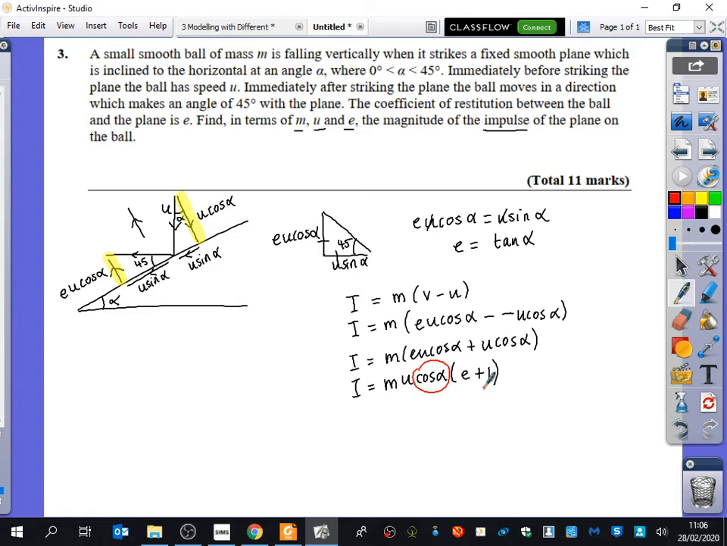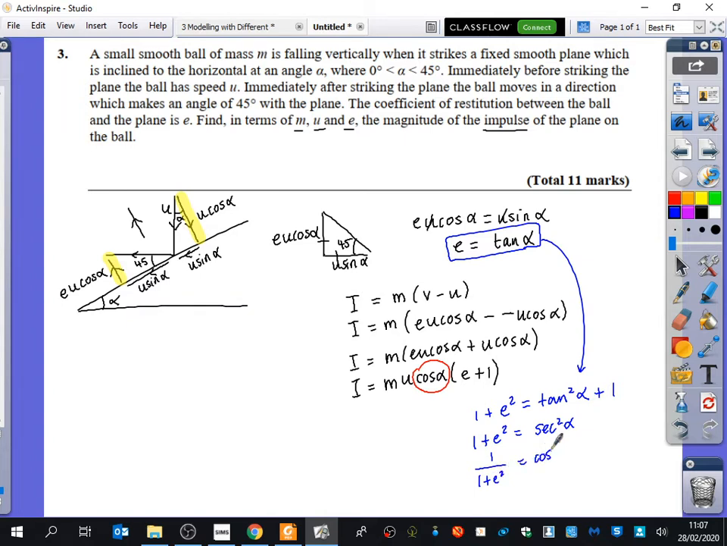Tan squared plus 1 is sec squared. Good, so we're actually going to have to come back to this and do a bit of manipulation. So we know that e squared is tan squared alpha. So e squared plus 1 is tan squared alpha plus 1. So 1 plus e squared is sec squared alpha, thank you. So 1 over 1 plus e squared is cos squared alpha. But we want what cos alpha is, which is the square root of that. Well, the square root of 1 is 1, and you've got the square root of 1 plus e squared, like this.